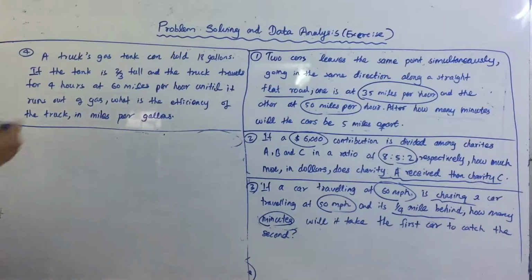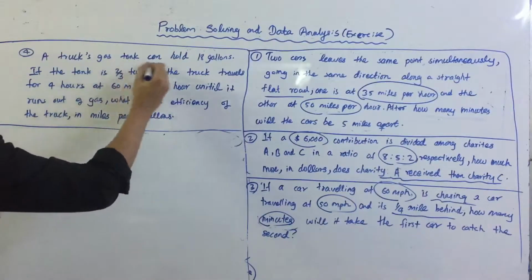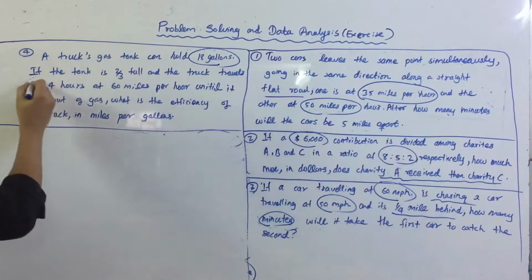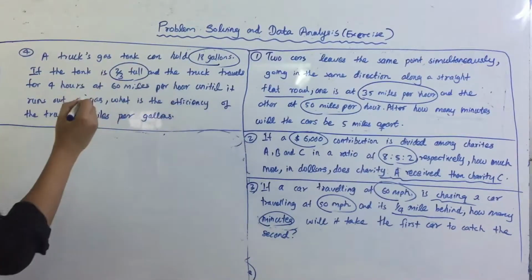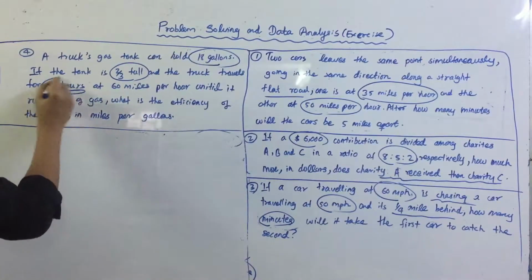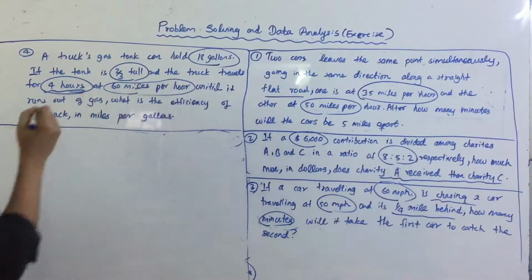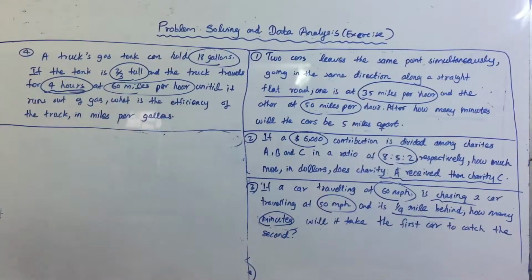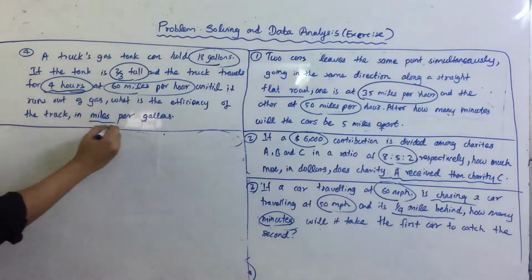A truck's gas tank can hold 18 gallons. If the tank is 2/3 full and the truck travels 4 hours at 60 miles per hour until it runs out of gas, what is the efficiency of the truck in miles per gallon?